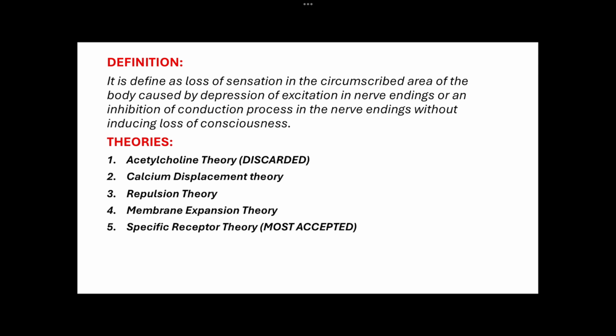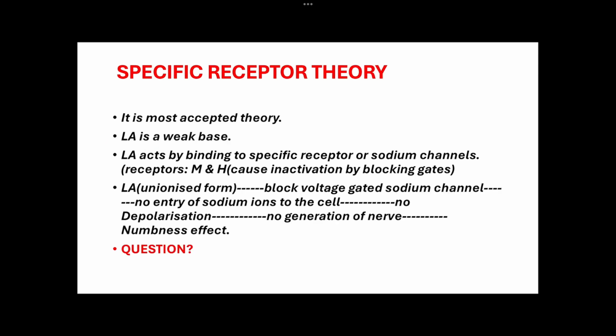Now let's see the theories. The first theory is the acetylcholine theory, which is completely discarded or obsolete. Then the second theory is the calcium displacement theory. Then we have repulsion theory. Then we have membrane expansion theory. And the last, which is the most accepted theory, is specific receptor theory. So we'll be studying only about the specific receptor theory.